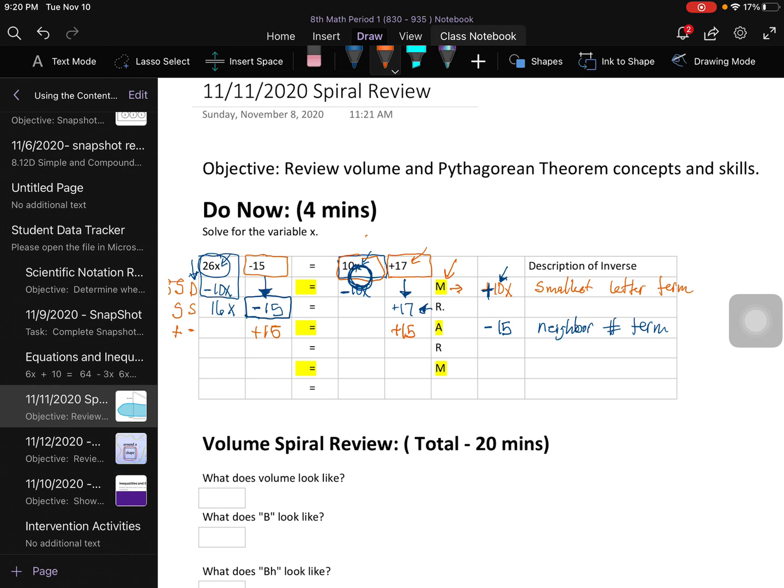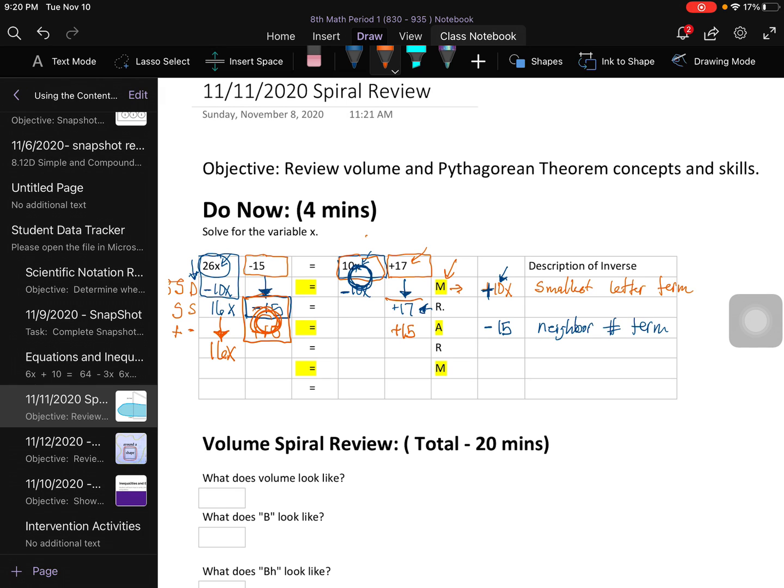And now let's do the math. Are we going to add or subtract 16x? Neither, because there's nothing to add or subtract. So we're going to drop that down. We're going to add or subtract these two terms. Subtract, because we have different signs, so that zeroes out. That is a zero pair.